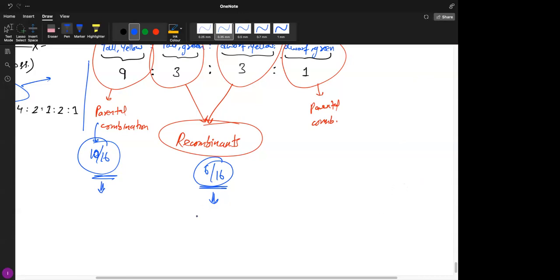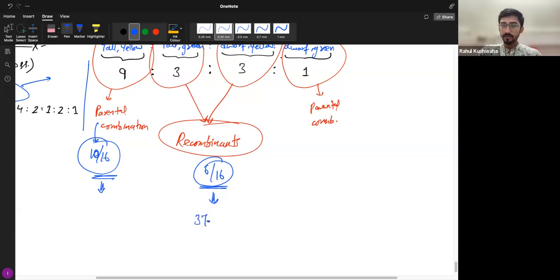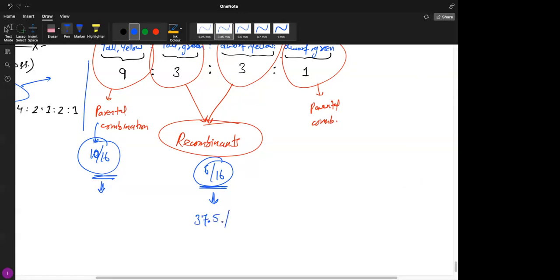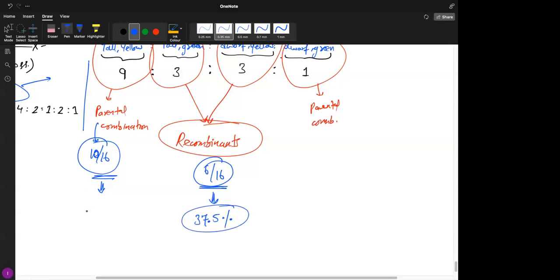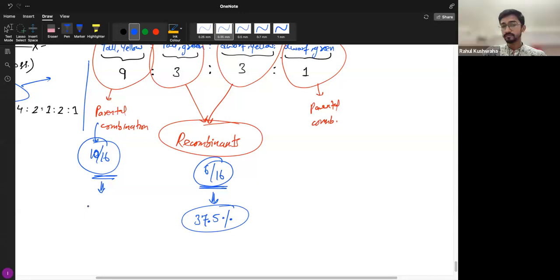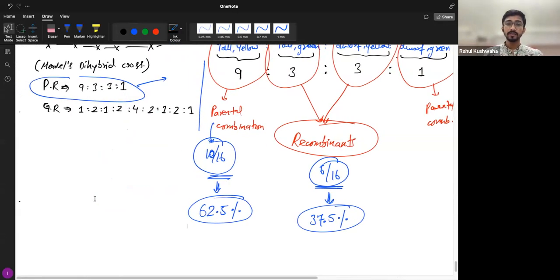37.5%. Okay. And what is the parental combination percentage? 62.5%. So this is when normal Mendelian genetics is followed. Yes or no?